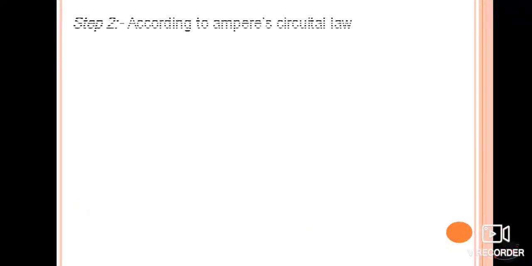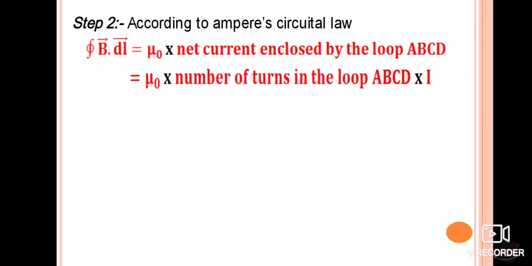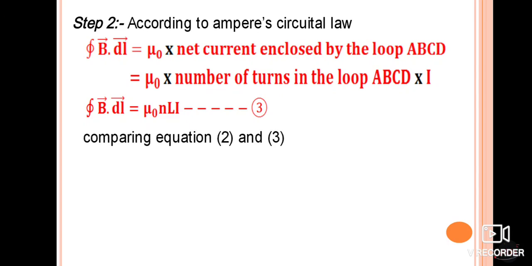Next, we have to compare this equation with the general equation, that is Ampere's circuital law. According to Ampere's circuital law, the line integral B dot dl must be equal to mu naught times the net current enclosed by the loop ABCD. The net current is the number of turns in the loop ABCD times I. With n turns per unit length and length L, we can write B dot dl is equal to mu naught N L I. So this is the third equation.